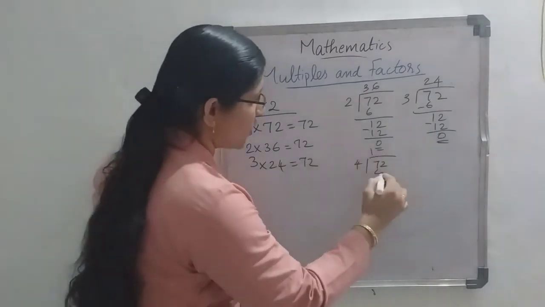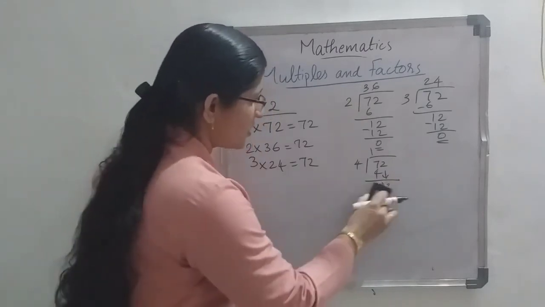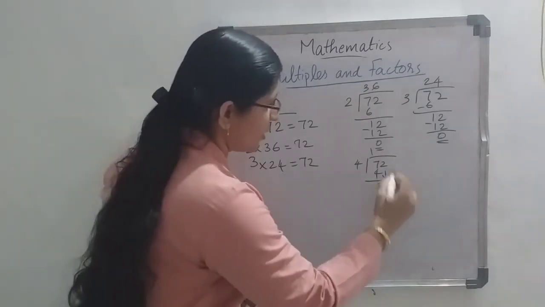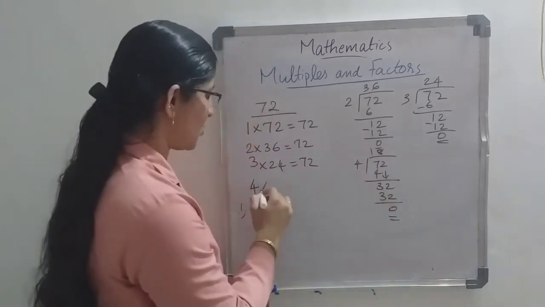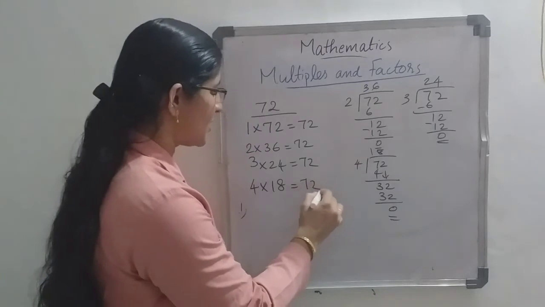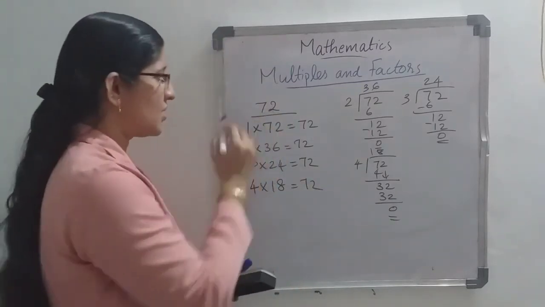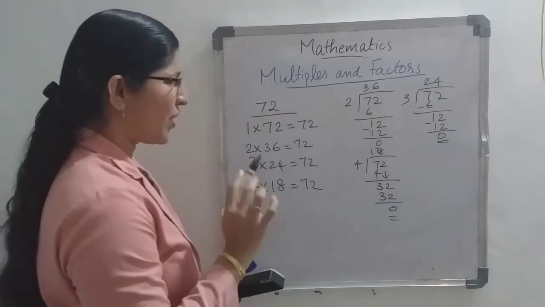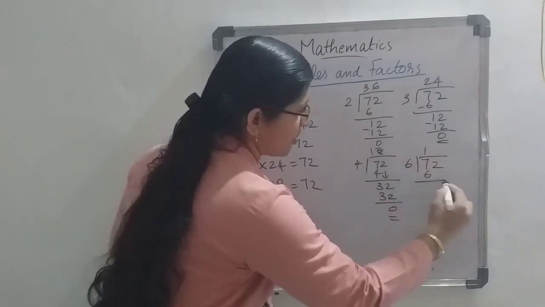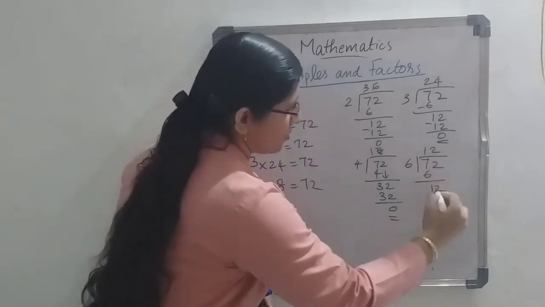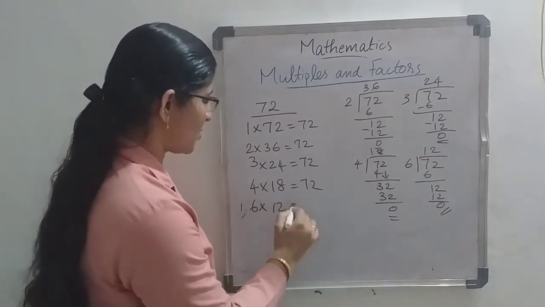Next 4: 1 4 is 4, 7 minus 4 is 3, 32, 8 4s are 32. Yes, so 4 into 18 is also 72. Next 5, no need to look because the ones place is not 0 or 5. Next 6: 72 divided by 6, 6 2s are 12. So 6 into 12 is also 72.